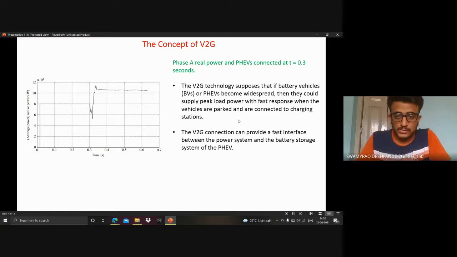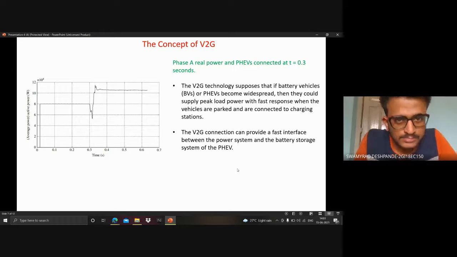And these V2G technology functions have been classified into two main categories. One is local area services. The second one is broad area services. Local area services include power supply to local houses or businesses, or some kind of power quality improvement. And broad area services are mainly related to grid operations.